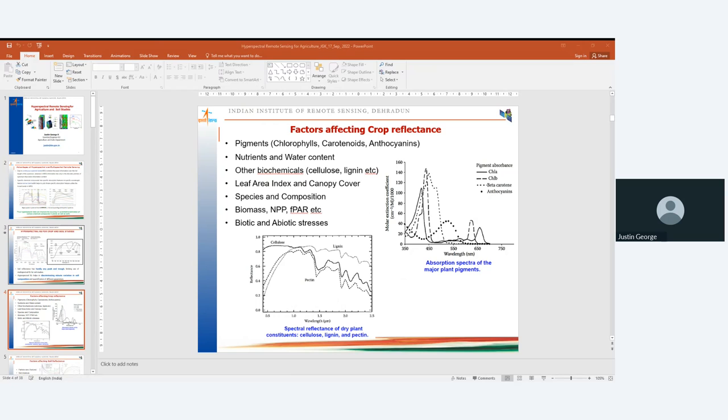So here you can see wherever there is a lesser amount of absorption, that means obviously we will be having a good amount of reflectance in those particular wavelength ranges. And this is the reason why the majority of vegetation appears green to our naked eyes.